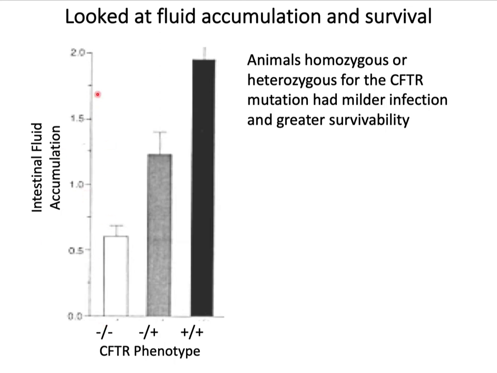You can see the individuals who are wild type have a very significant accumulation of fluid in the intestine. The individuals who are heterozygous or homozygous for the CFTR mutation, or knockout of CFTR, secreted much less fluid. In fact, these individuals, the heterozygous and the homozygous, had much milder infection and greater survivability. So this suggests that cholera, and specifically cholera toxin, selected the individuals who may be heterozygous or homozygous for the cystic fibrosis gene. And this might have increased their number in the population.